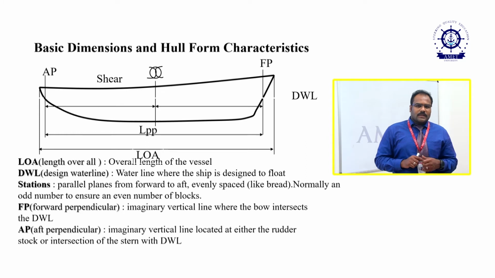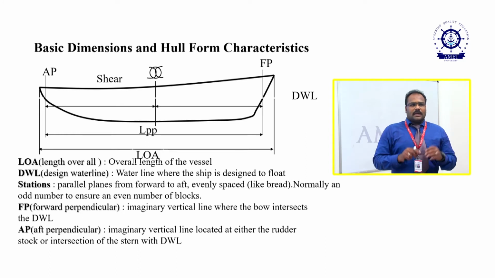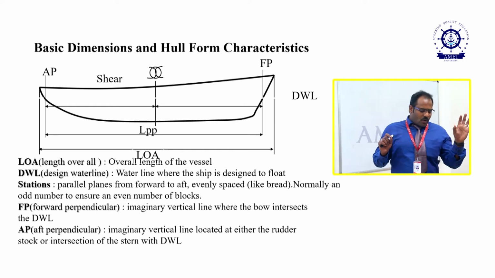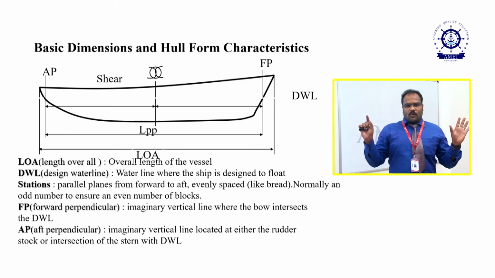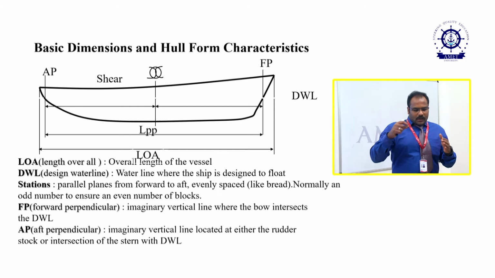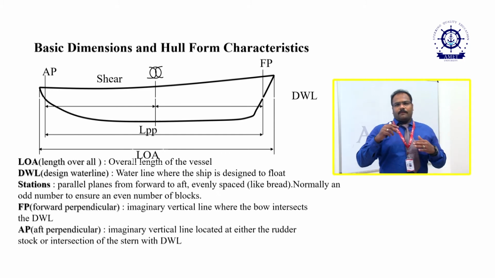Now the third length is the length waterline. That is the length from the forward point on the ship where your waterline touches to the aft point where your waterline touches. That is LWL. Then you have your profile, then you have your body plan and breadth.